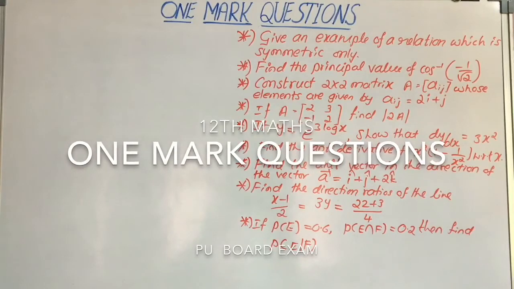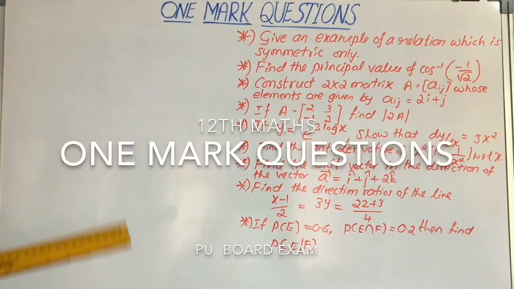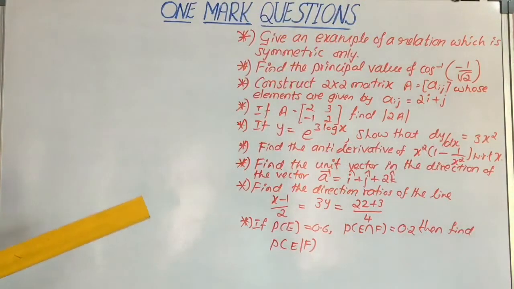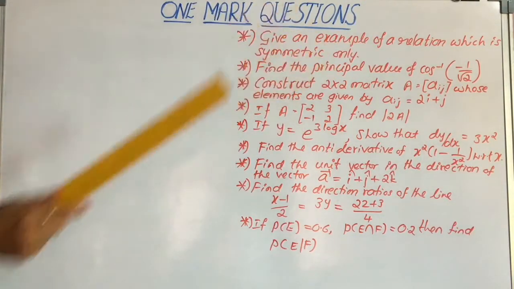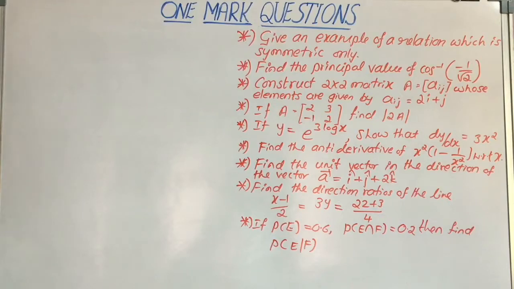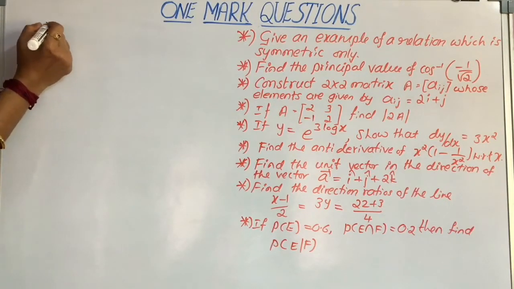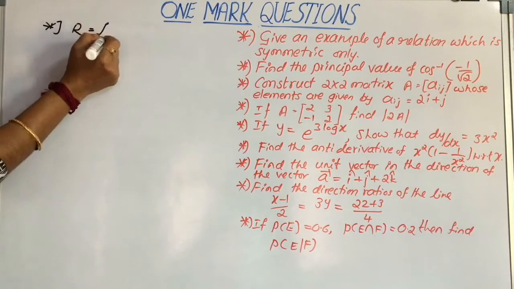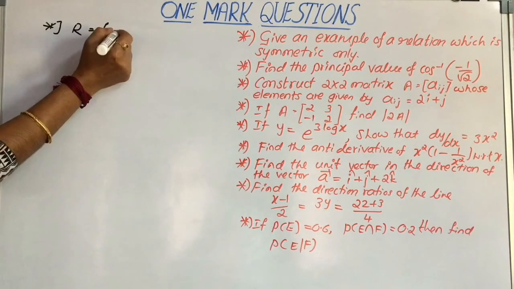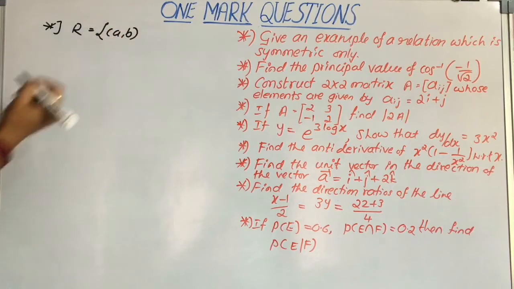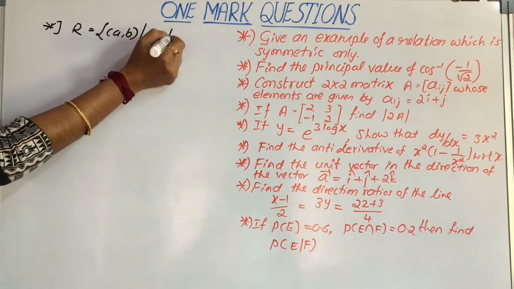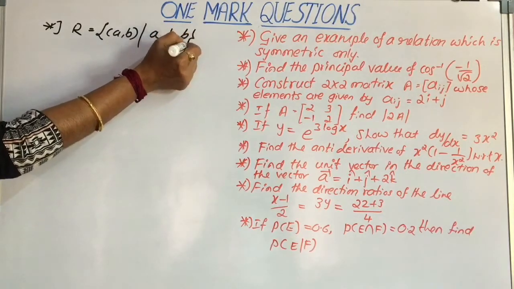Today let us consider 1-mark questions. Consider the first question. Give an example of a relation which is symmetric only. For this, let us consider a relation R defined like this. It is a set containing ordered pairs of the form A, B such that A is perpendicular to B.